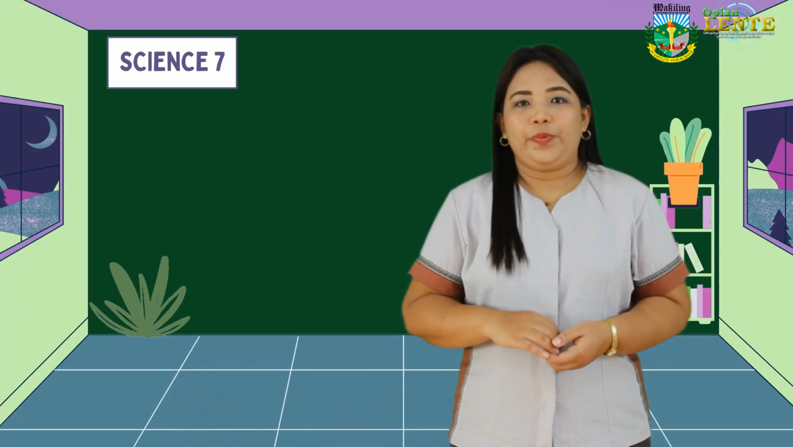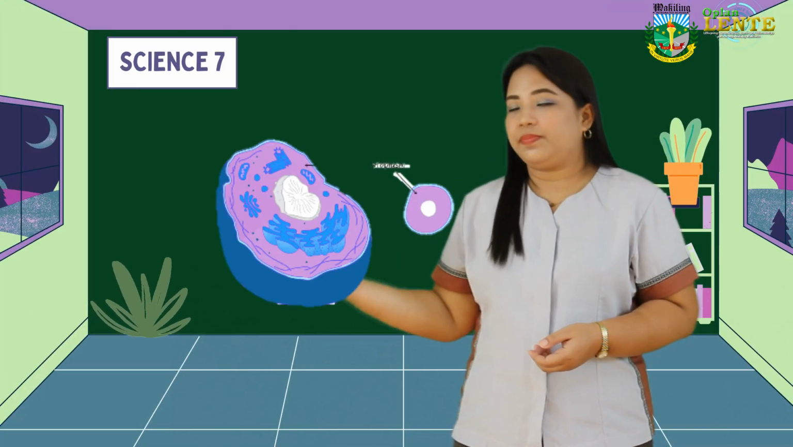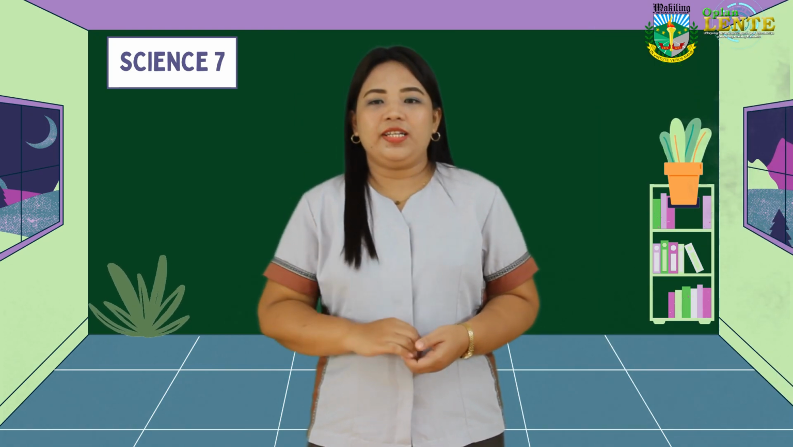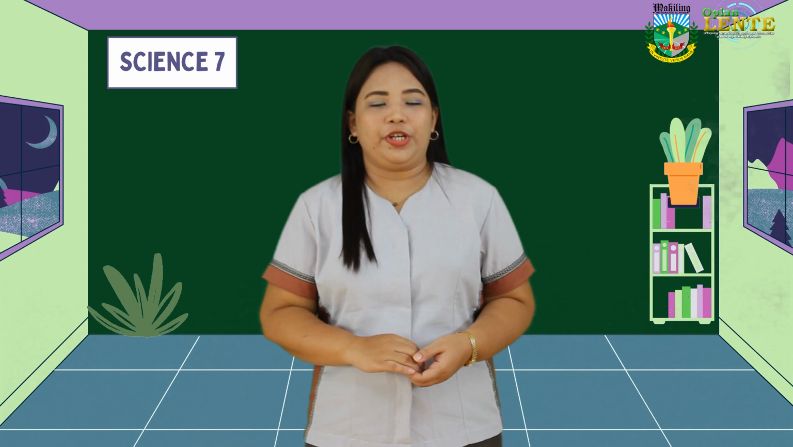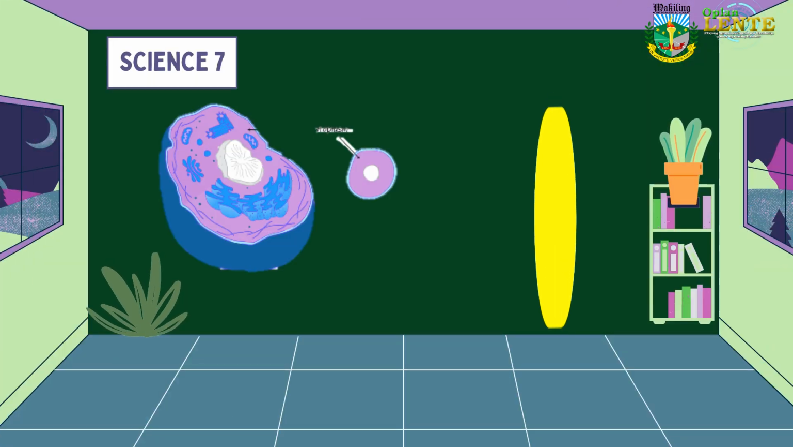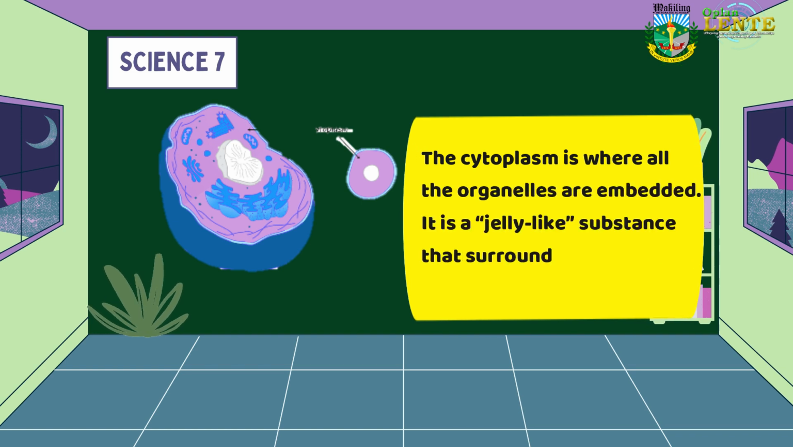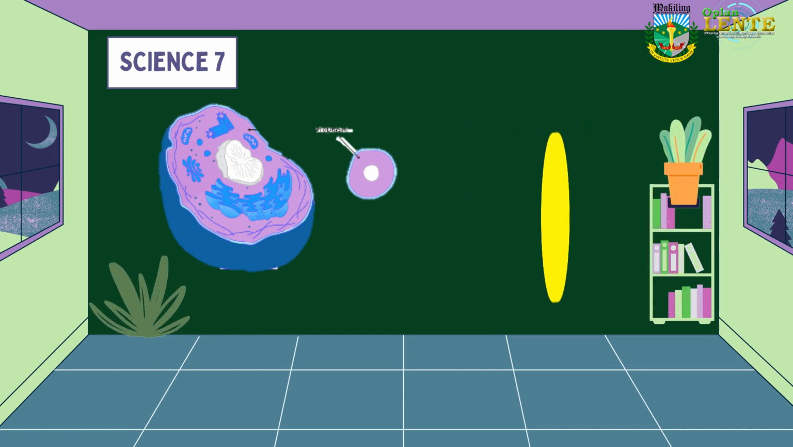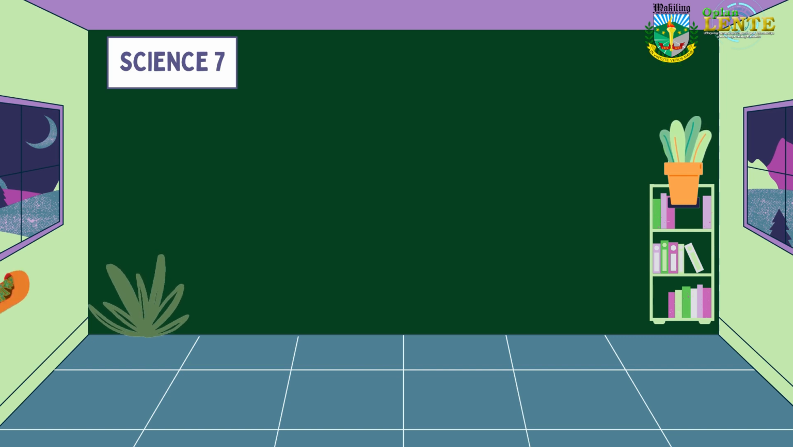Let us start with the cytoplasm. Let us proceed to the organelles which are embedded or submerged in the cytoplasm. The cytoplasm is where all the organelles are embedded. It is a jelly-like substance that surrounds the organelles of the cell.